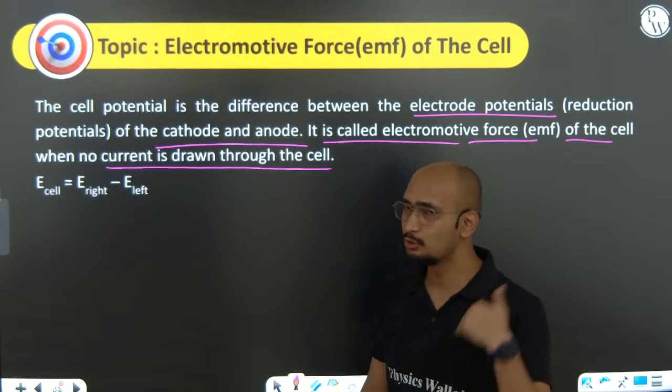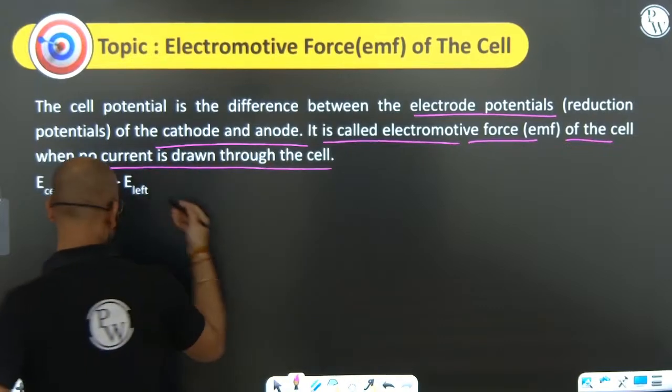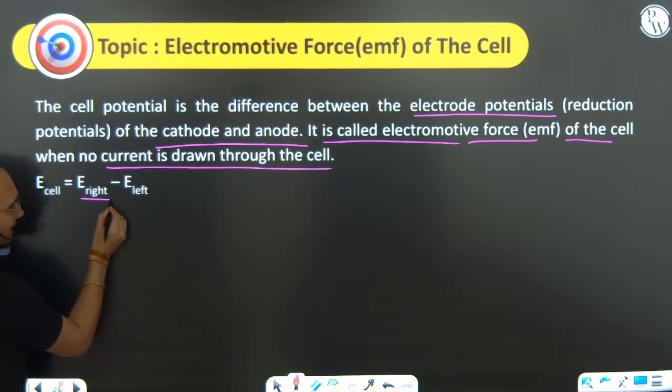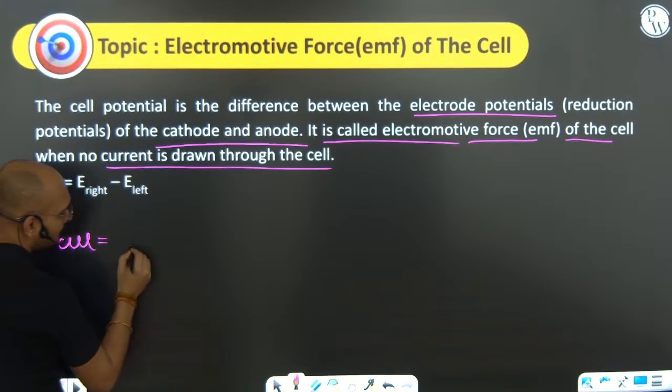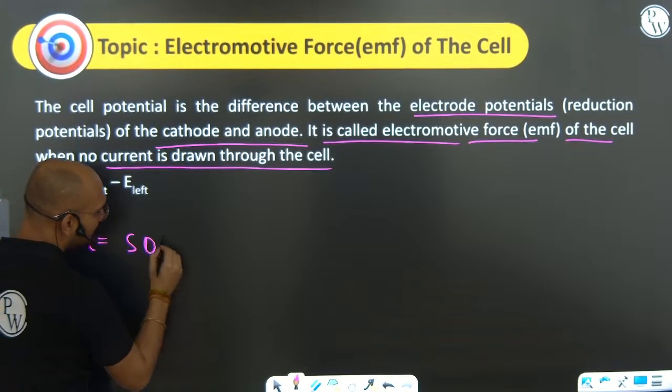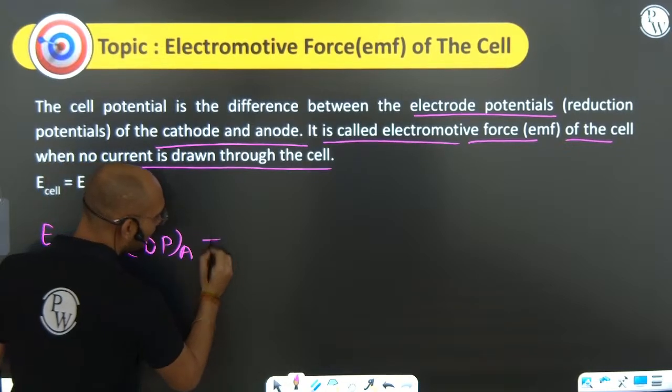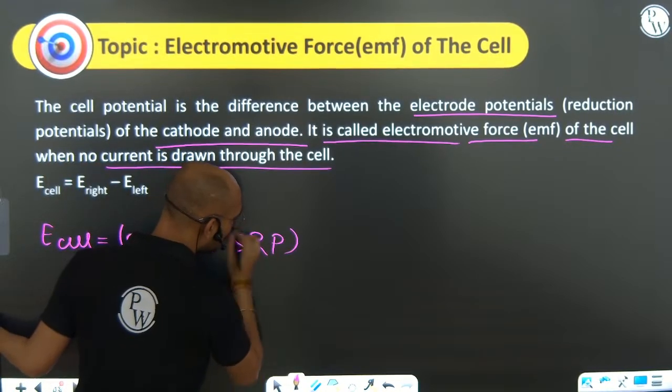And E cell equals E cathode. Where do we keep the cathode? On the right. That's why we can write E right minus E left. Basically, what is the correct one? We can write standard oxidation potential of anode plus standard reduction potential of cathode.